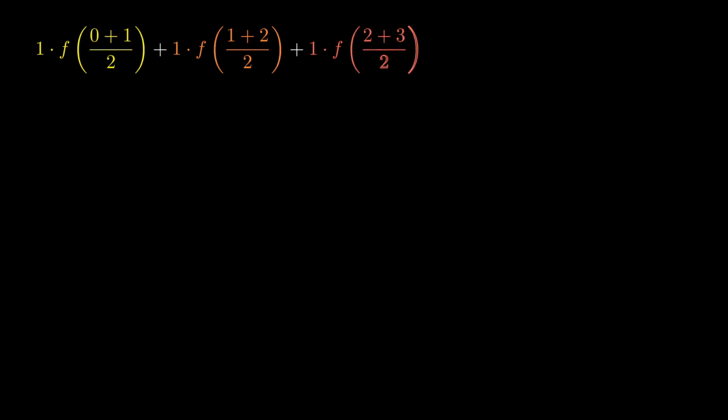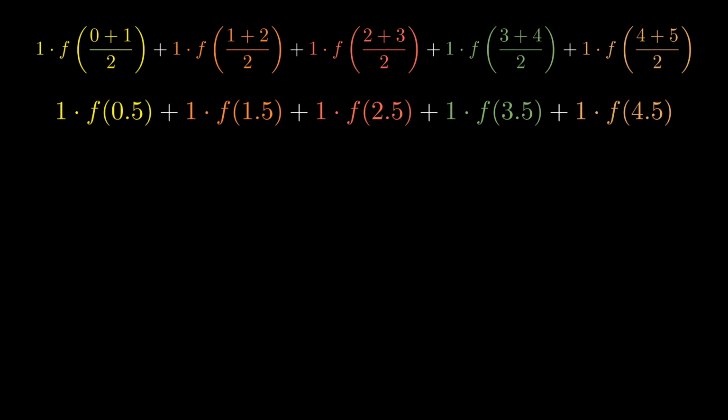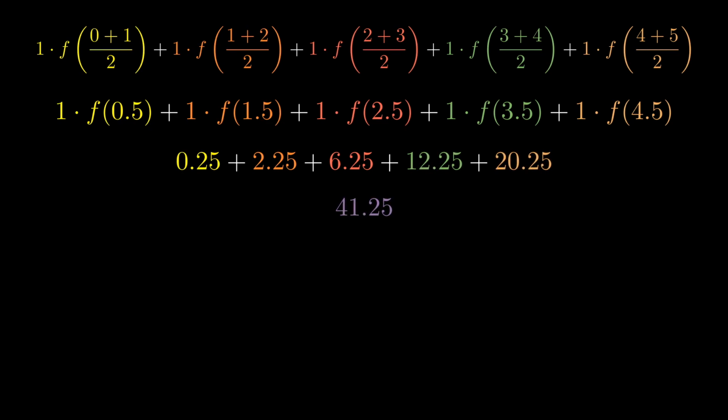And that means the area can be represented as 1 times f of 0.5 plus 1 times f of 1.5 plus 1 times f of 2.5 plus 1 times f of 3.5 plus 1 times f of 4.5. So now I can substitute all of these into y equals x squared. And after that, I can find that the area is 41.25.